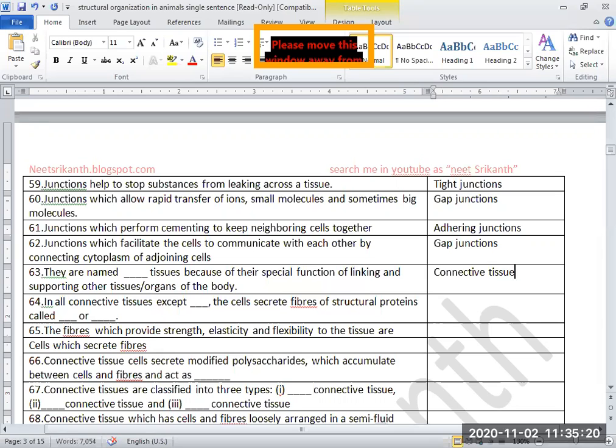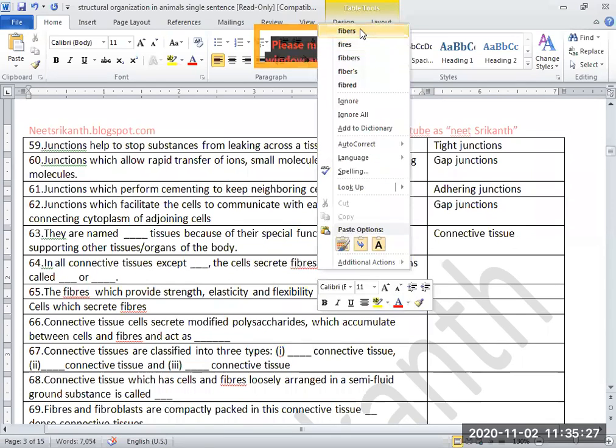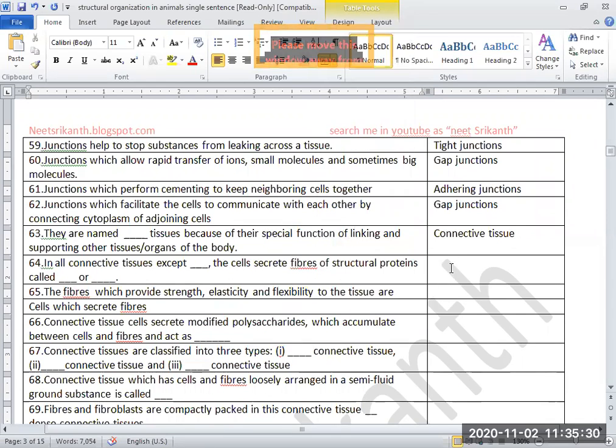Next, question number 64. In all connective tissues except blood, the cells secrete fibers of structural proteins. We have to fill the blanks. We have two types of fibers in a connective tissue except blood. What are the two types of fibers?